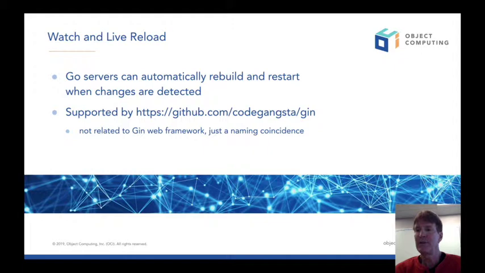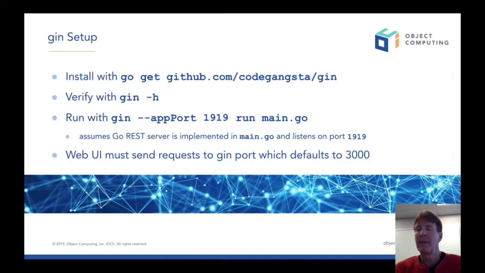During development of a server, it is useful to have something watch files for changes and automatically rebuild and restart the server when changes are detected. The gin package supports this. It is not the same as the gin package used to implement REST services, just an unfortunate name collision. To use gin to provide watch and live reload, follow the steps on this slide.